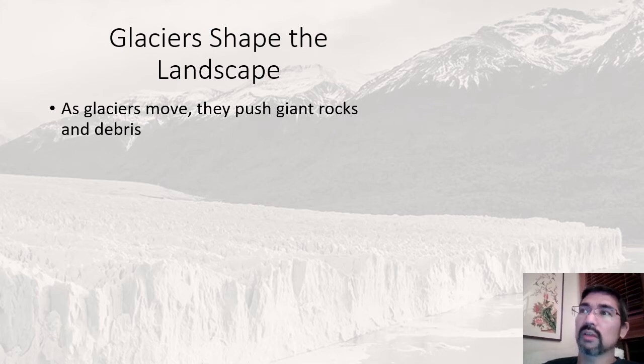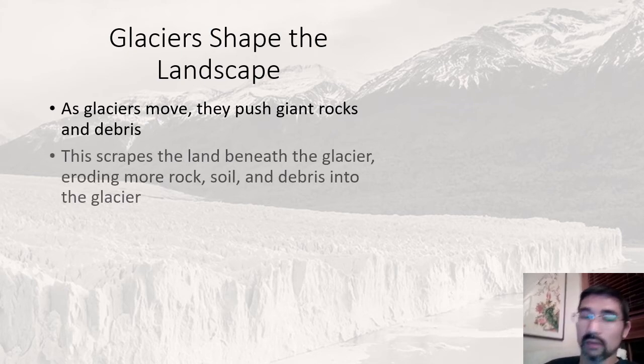But because they're so gigantic, they have a lot of momentum, they have a lot of inertia, even though they're very slow moving. So nonetheless, point being is they can pick up very heavy things and move them very far. And so they're pushing giant rocks and all kinds of debris underneath them as they're moving. And what this does in turn is scrape anything that's soft below it, pick it up and move it as well. So it scrapes rock, soil, and debris.